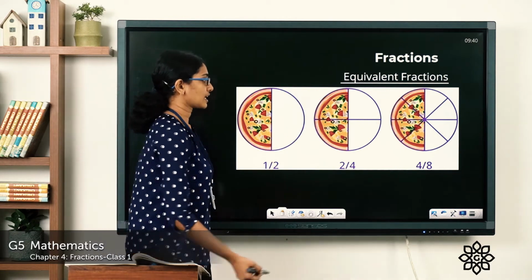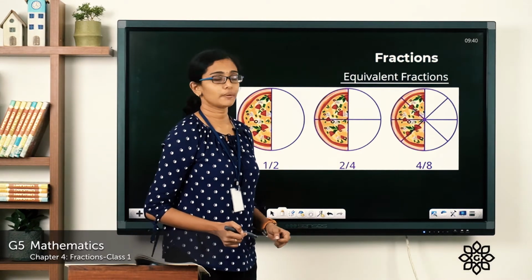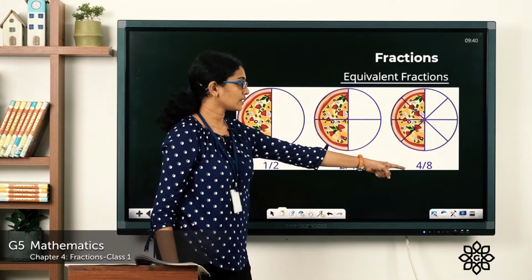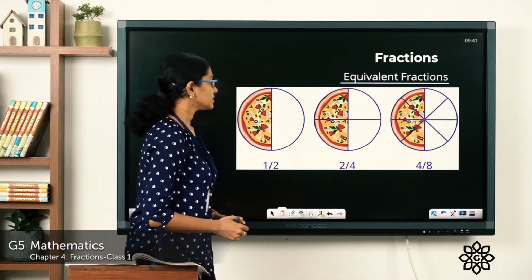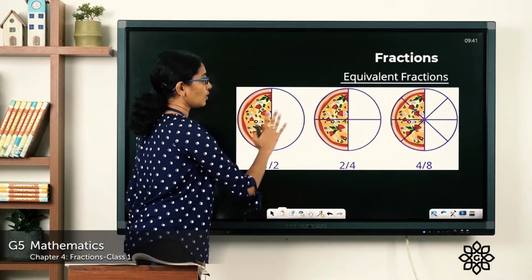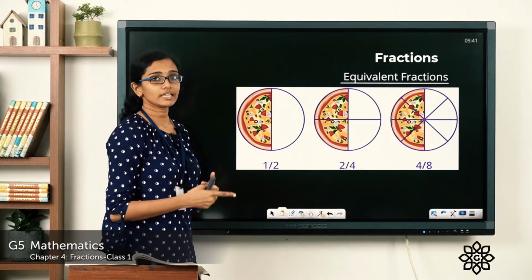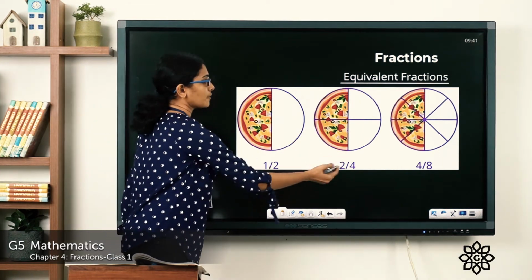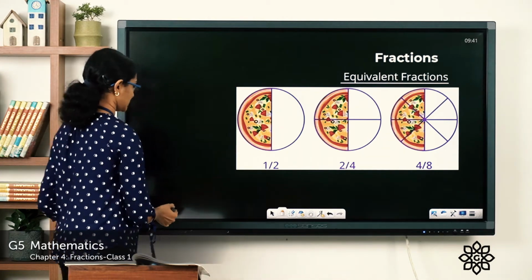So in this case the fraction will be 2 by 4. Here the pizza was cut into 4 equal parts and we are considering 4 parts of it. So here the fraction of it is 4 by 8. See, in all these cases the total quantity that we are considering is the same. Even if the total number of pieces it was cut into was increased, the quantity we are considering remains the same. So we can say all these fractions have the same value. So they are equivalent fractions.